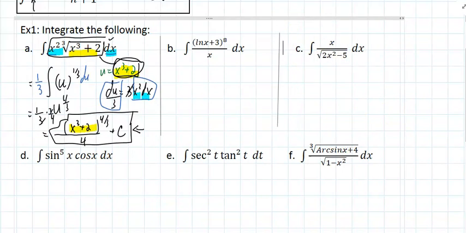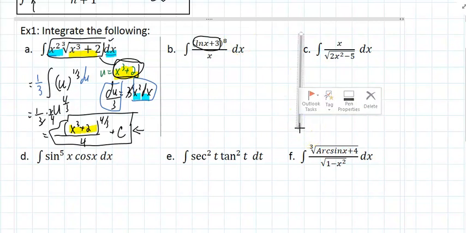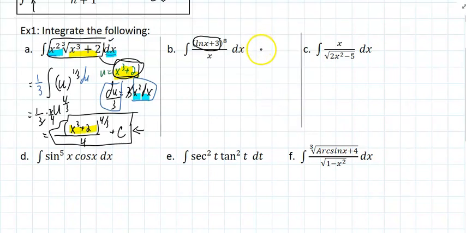Let's look at example B. If I let U equal the inside of parentheses, the inside of a radical, the angle, the power, whatever they take the log of. So in this case, if I let U equal natural log of x plus 3, and I'll start getting the hint, is this my du? Well, what's the derivative of this? Isn't that 1 over x dx? And what do you know? It matches identically.